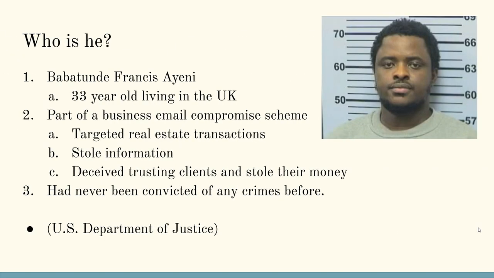So who is he? Babatunde Francis Ayeni. He was a 33-year-old living out of the UK. He was part of a business email compromise scheme where they targeted real estate transactions, stole information, and deceived trusting clients and stole their money. He had never been convicted of any crimes before.